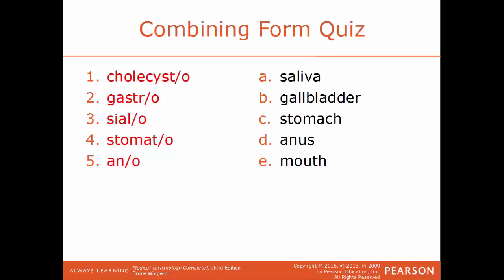Alright, we will finish our chapter on the digestive system with our combining form quiz. The terms on the left, cholecysto, gastro, sialo, stomato, and ano. Those will match up with either saliva, gallbladder, stomach, anus, or mouth. So the first one, cholecysto, goes to gallbladder. Gastro goes to stomach. Sialo goes to saliva. Stomato goes to mouth. And ano goes to anus. And here are all 5 terms correctly matched to their definition.